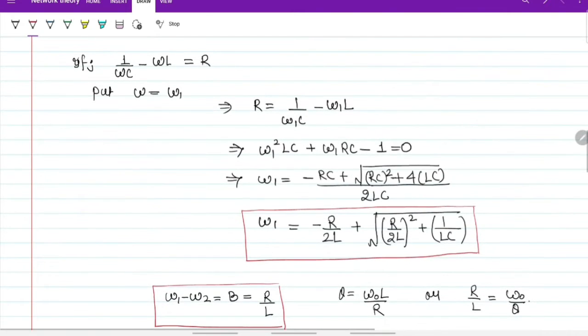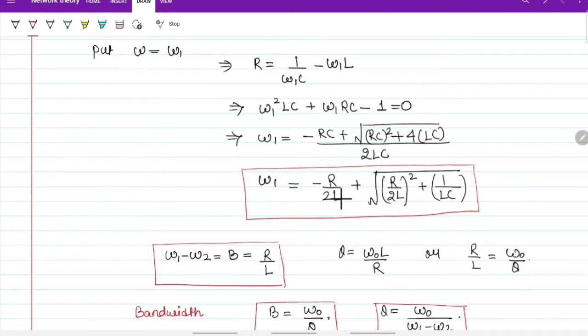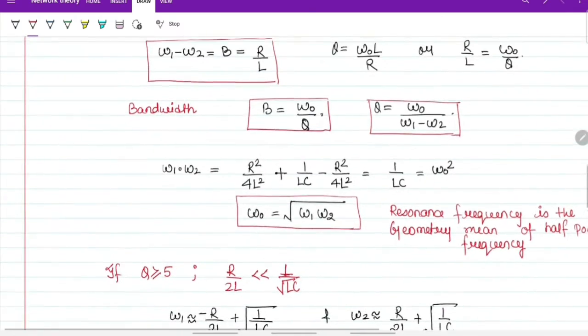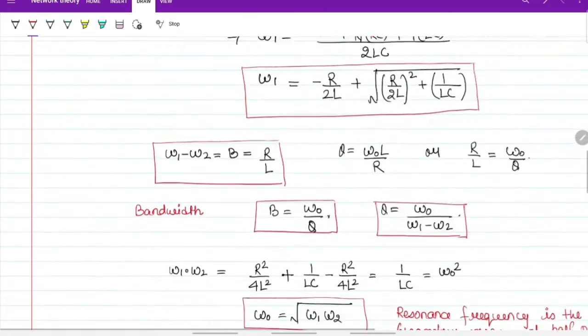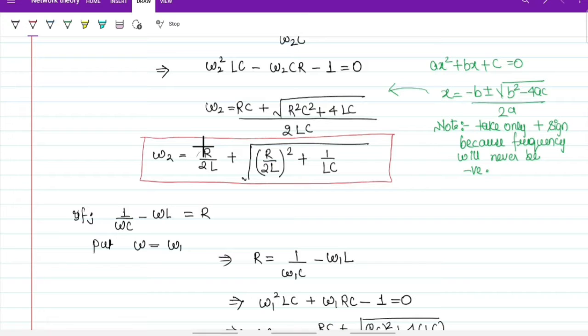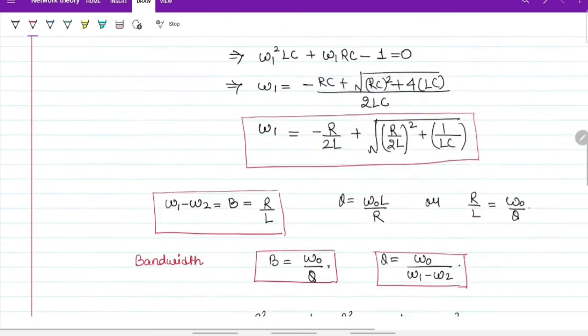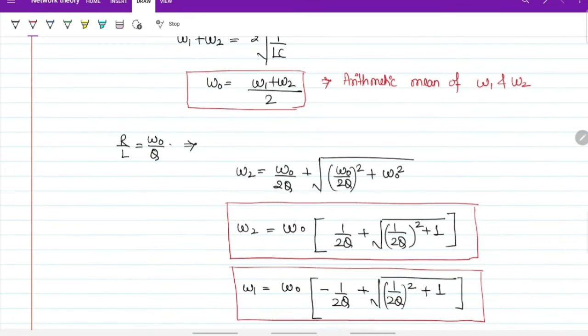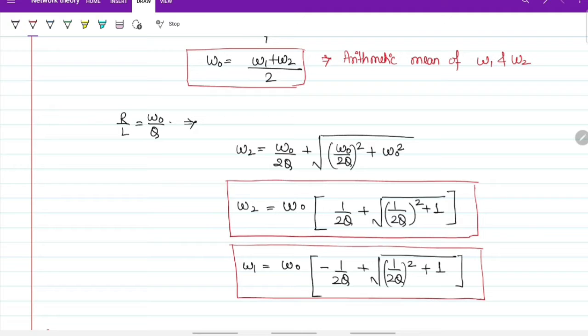Okay, and the formula for these two frequencies omega 1 and omega 2 is: omega 1 equals minus R by 2L plus under root of (R by 2L) square plus 1 by LC. And similarly the value of omega 2 will be R by 2L plus under root of (R by 2L) square plus 1 by LC. So we will understand this concept with the help of simulation.